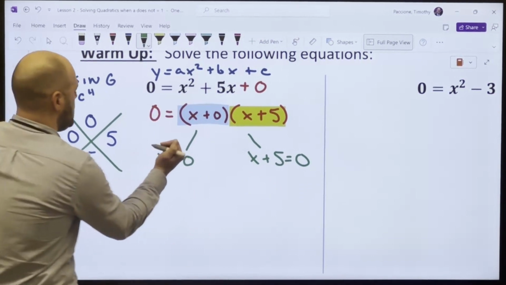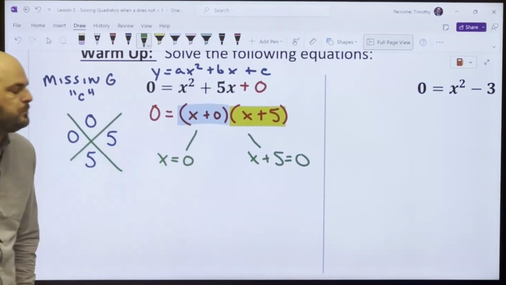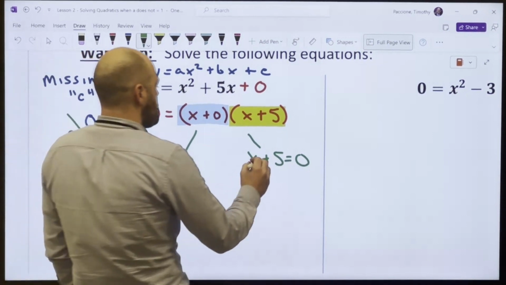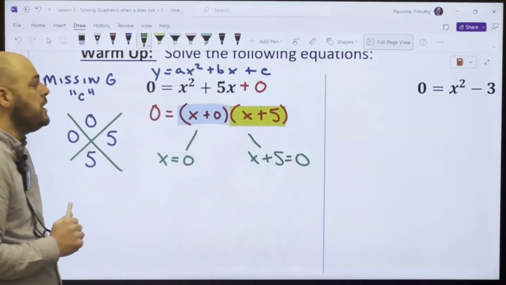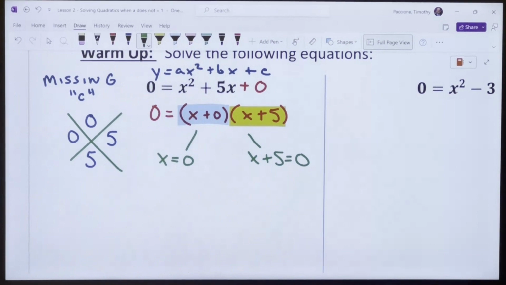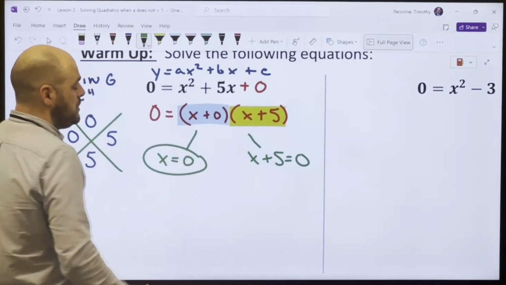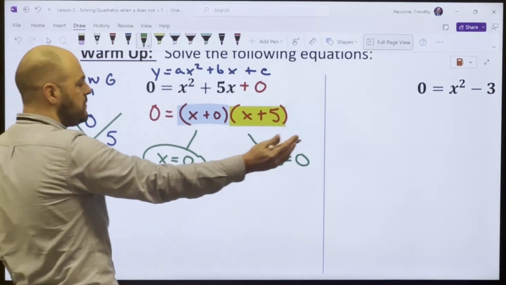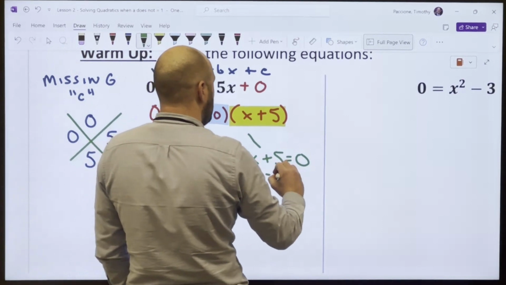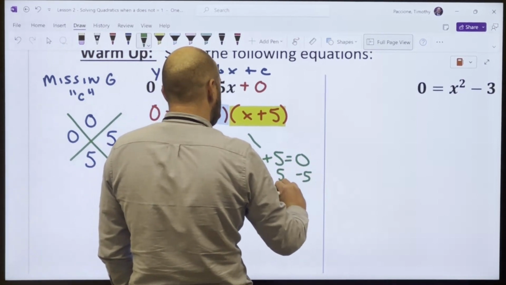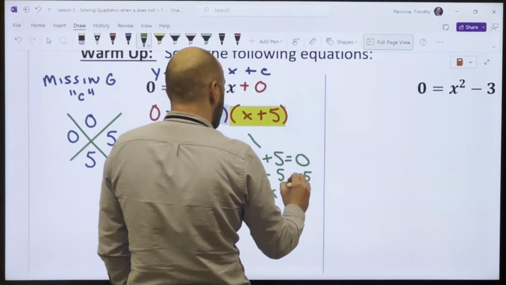Oh, I did put plus there. Equals. Yeah? Can you just write like x parentheses, or do we have to put 0? In this case, you could have just written x, because x plus 0 is just x. So yeah. And so you get x equals 0. That's done. You don't even have to do anything there. And then over here, x plus 5 equals 0. So I would minus 5 on both sides. And I'd get x equals minus 5, right?